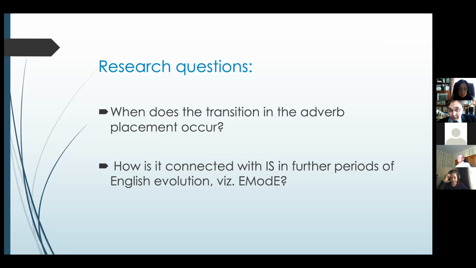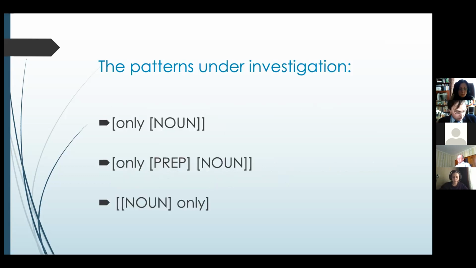In further periods of English evolution, that is early modern English. And the current study attempts to investigate the adverb when marking NPs in the corpus of Early English Books Online, and it is proposed to confine to the time frame 1470s to 1590s, and to analyze around 4,000 instances, and the patterns under analysis are presented on the slide.